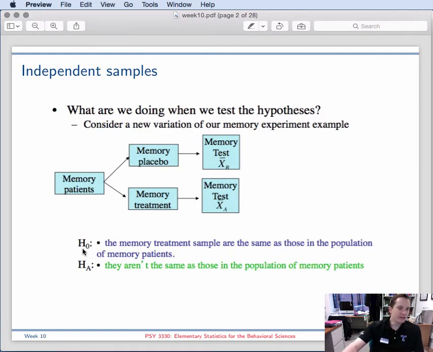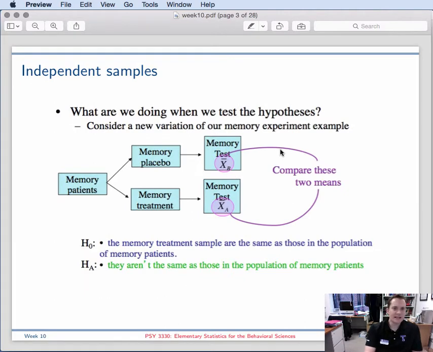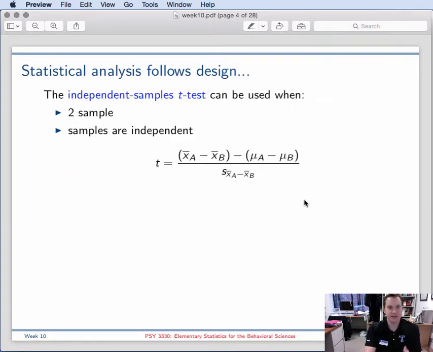Down below you can see the null hypothesis for this situation would be that they are the exact same. The alternative hypothesis would be that they're different. The basic idea is we want to compare these two means. Now, if you think back to when we did t-tests, or even z-tests for that matter, we took a single sample mean and compared it to a known population mean. This time it's a little different. We're going to compare two sample means, two independent sample means.